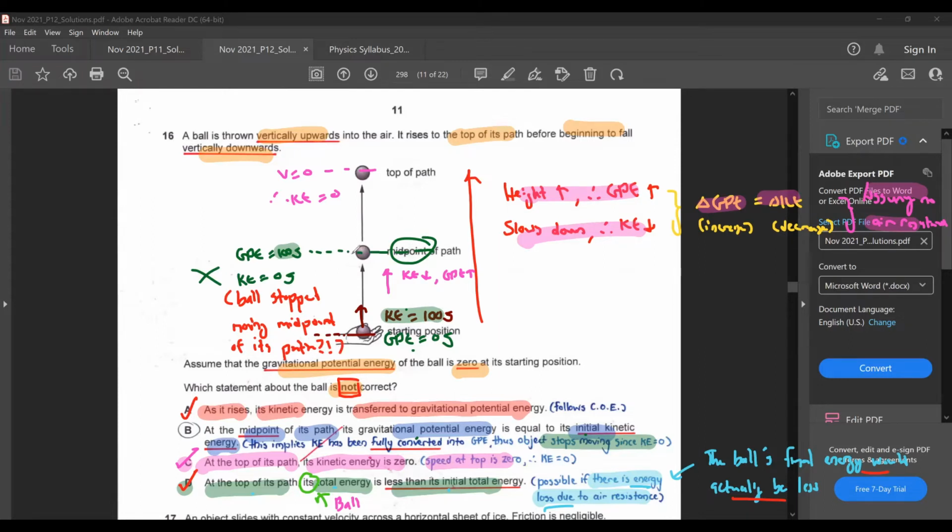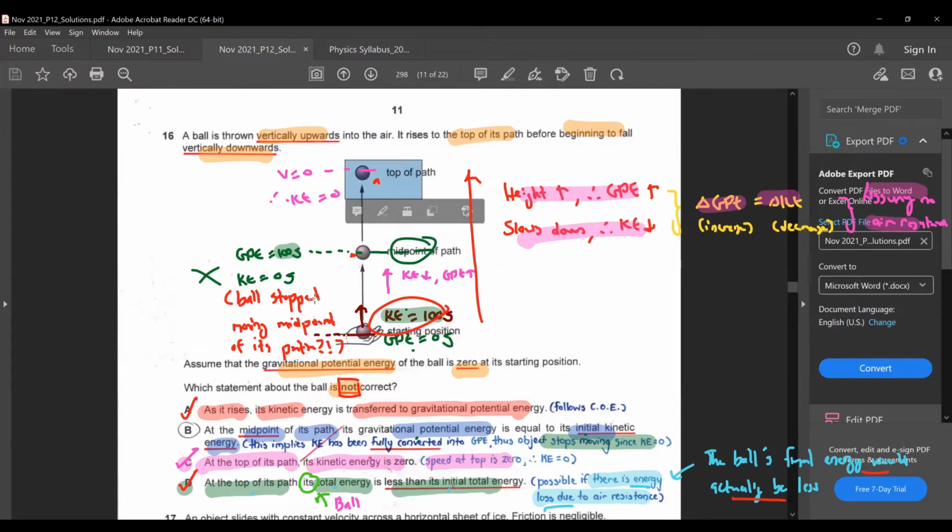So if it already stopped moving, how is it possible it can still go up to the top? Something doesn't sound right here. It should still have some kinetic energy so that you can continue moving towards the top. Answer B is telling you that your GPE here, at the midpoint, is the same as your initial KE. So this implies your KE is 0 already. Your ball has actually stopped moving. It has stopped there at the midpoint. But then it's supposed to still go up, so it doesn't make sense. So answer B is the wrong one. B is out.